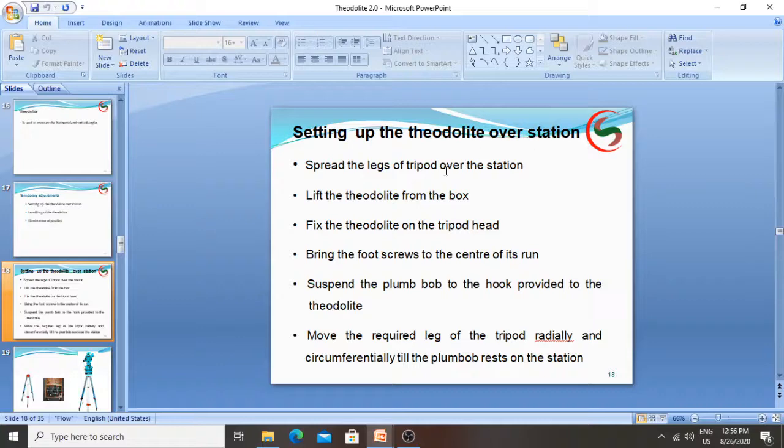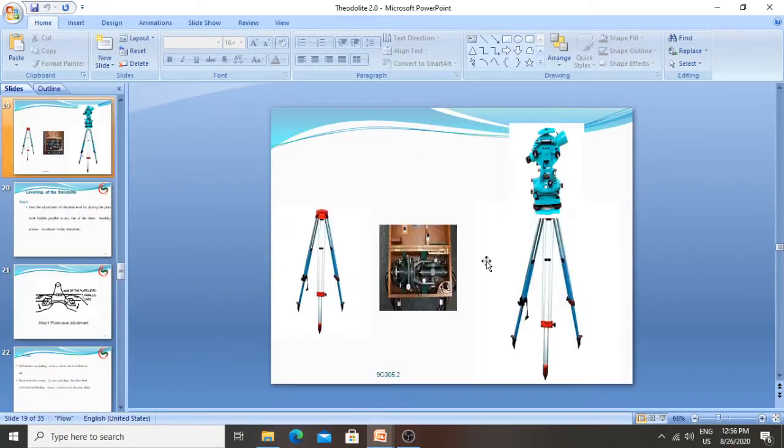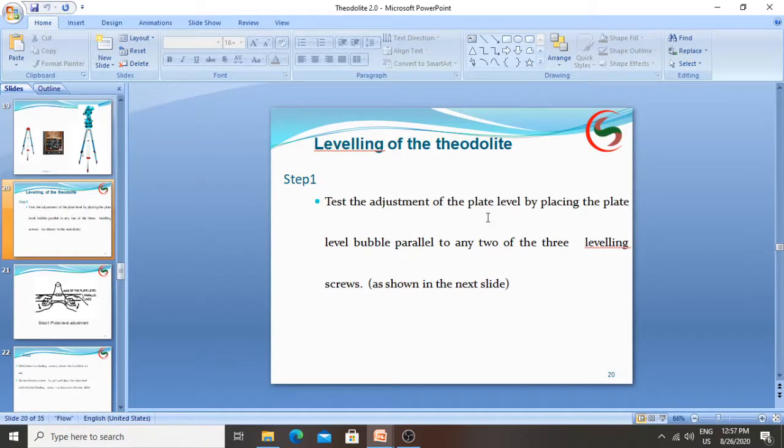And coming to these, some of the stages: setting up of theodolite over the station. This is the procedure. First you have to spread the legs of the tripod and unbox your instrument, and then fix the instrument on the tripod stand. Next, you have to go for approximate leveling by using one of the legs of the tripod, and then by using the foot screws.